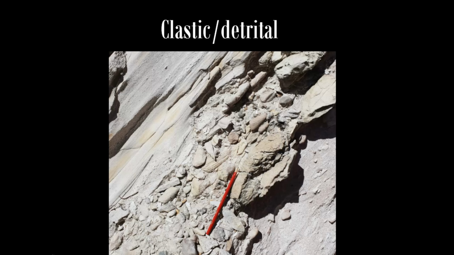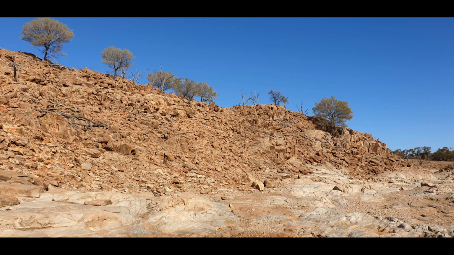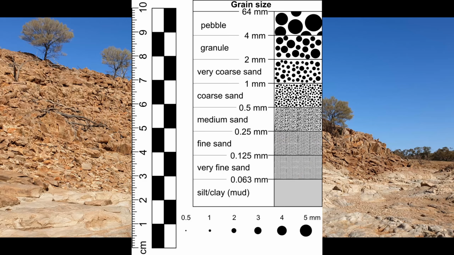Clastic or detrital. These sedimentary rocks form from the physical weathering, erosion, and lithification of pre-existing rocks and/or sediments. This can be due to ice, wind, water, landslides, or any other process that breaks down a rock without altering the chemistry.